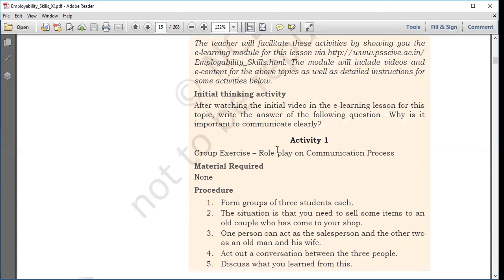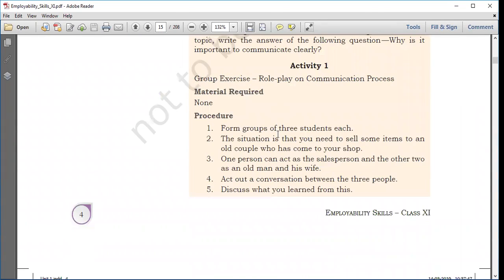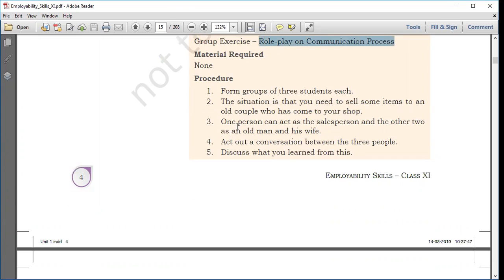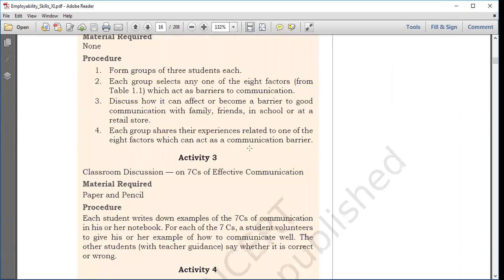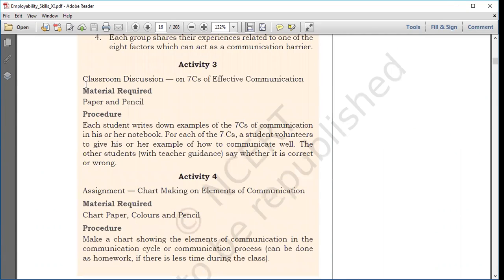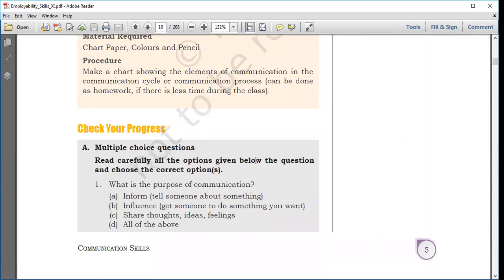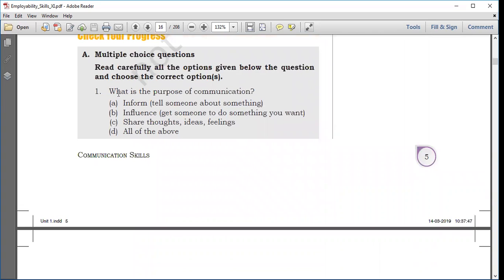So then we are given some practice exercises. This you can go through yourself, right? A role play on communication skill. Nothing is required. Although it's a group activity, we cannot do it here and right now. So some of these activities are there. 7 C's of communication. Each student writes down examples of communication in their notebook. The student volunteers to give his or her example of how to communicate well, right? So it's a kind of activity that can be performed in a class, right? So such kind of questions can come.